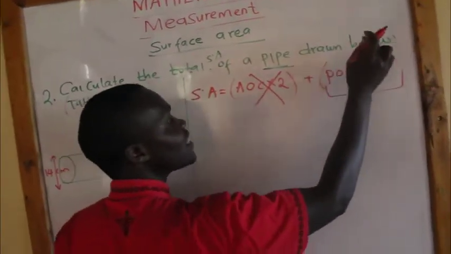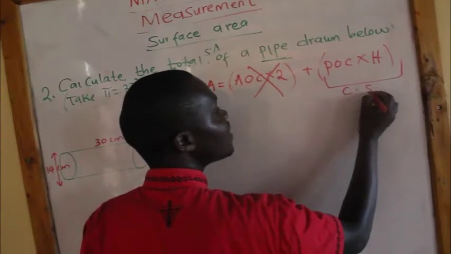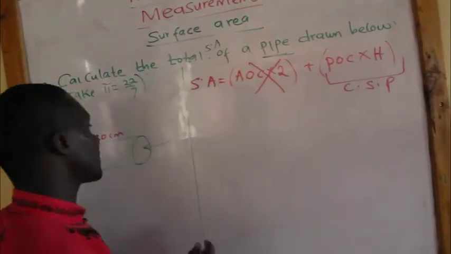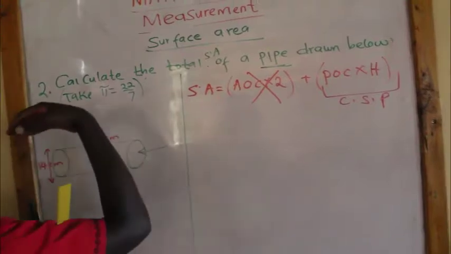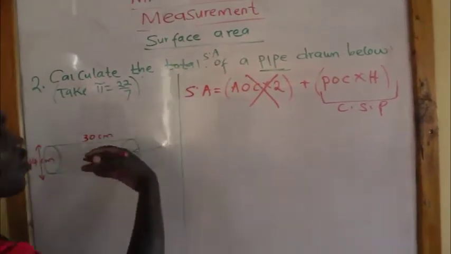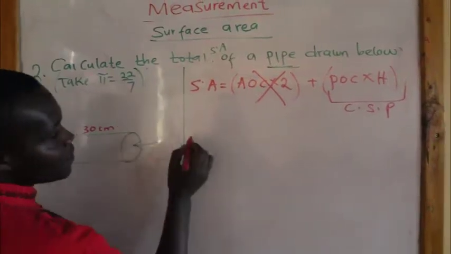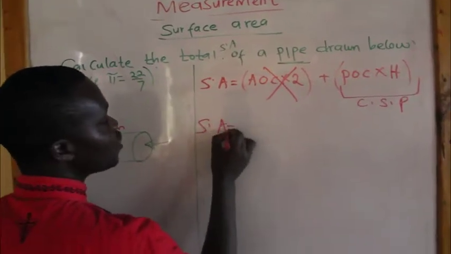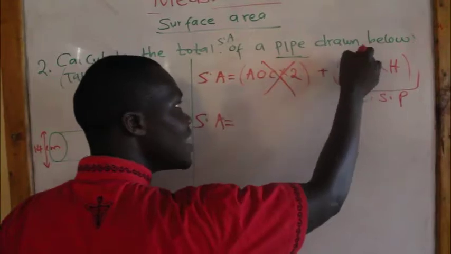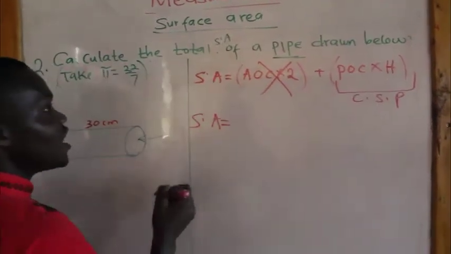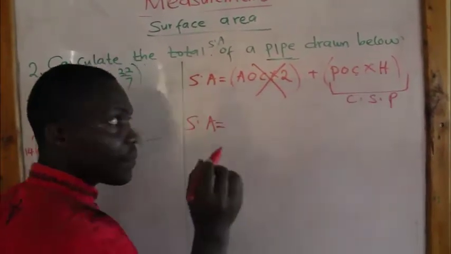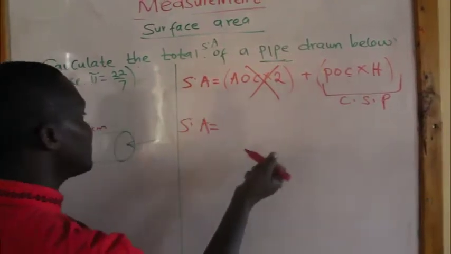That is POC times height. This one is the curved surface part, this part here. So therefore, we just apply the formula in order to get the area of the curved surface part. So the surface area is going to be POC, perimeter of the cross section. Why are we still finding the perimeter of the cross section and yet we don't have the cross section?